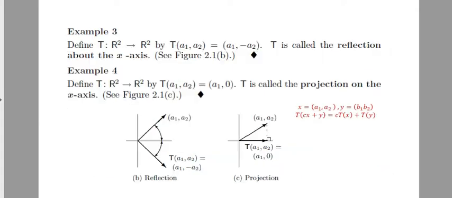Next is reflection. So in reflection about the x-axis, you are just taking the point a1, a2 to a1 comma minus a2.